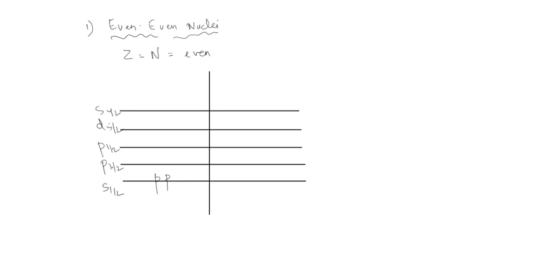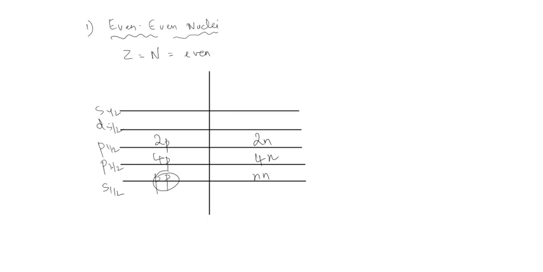S1/2 holds 2 protons, and the same set of energy levels holds 2 neutrons. Then P3/2, you can have 4 protons filled here, and in the same set of energy levels, you can fill 4 neutrons. P1/2 again, 2 protons, 2 neutrons, etc. Since Z and N are even, always they will exist in pairs. See, here I have 4 protons. 2 protons pair with each other, so I have 2 pairs of protons here. Again, here I have 4 neutrons, so I have 2 neutron pairs.